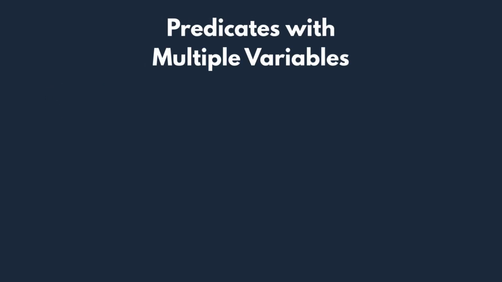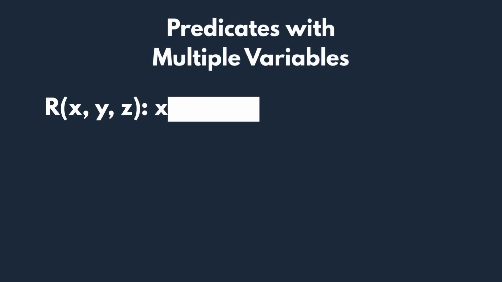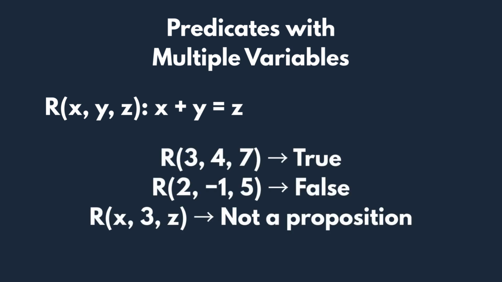And it is true for predicates with multiple variables as well. Consider R(x, y, z) means x plus y equals z. Here, the domains are integers, and we can evaluate these. The third one, R(x, 3, z), is not a proposition. Why? Because variables x and z are still free. A statement must have all variables assigned or quantified to have a truth value.